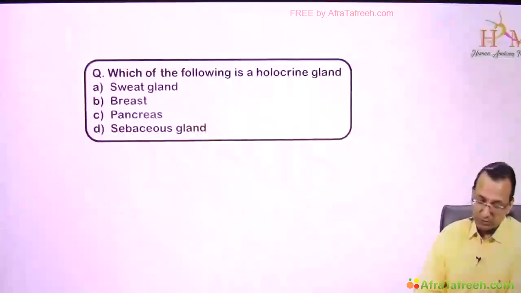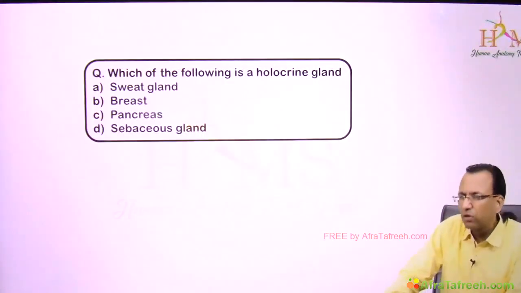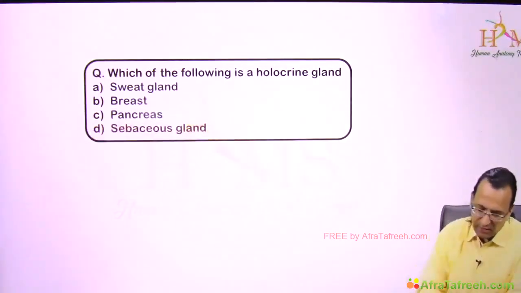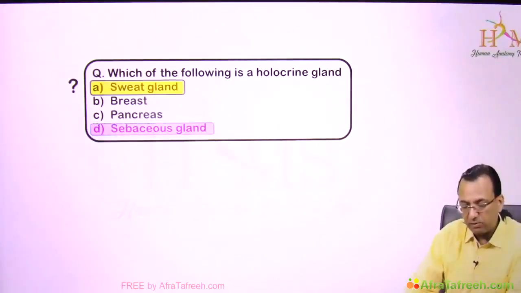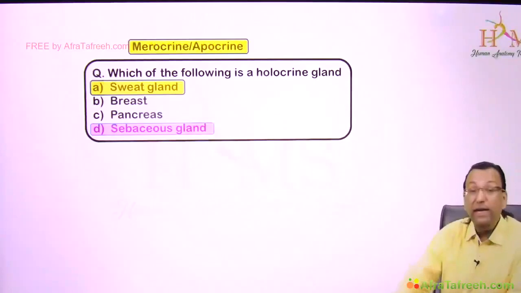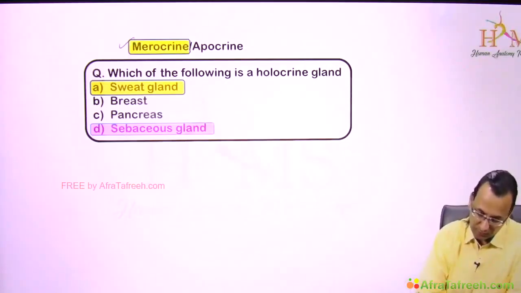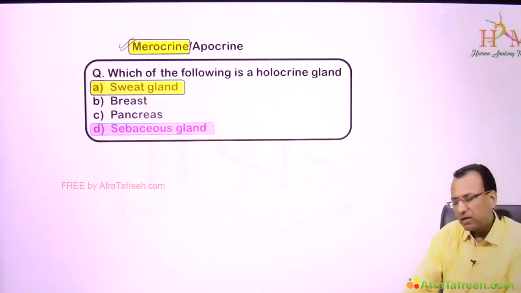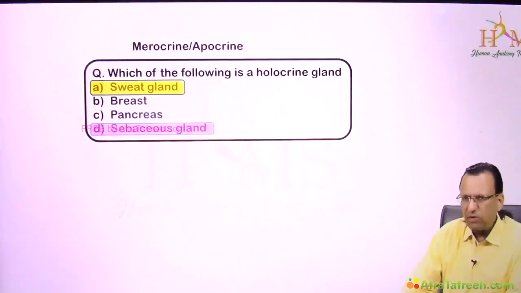Now we got a question: which of the following is a holocrine gland? Immediately you will get your answer. There is no problem with that. But I have got more questions for you. Say you tell me the answer is sebaceous gland. Fine, agreed. But what about the sweat gland? There are two types. What are the two types? Could be merocrine and apocrine. Which is more common? Merocrine. And which is less common? The apocrine. Now, if apocrine is less common, can you tell me where they are found?